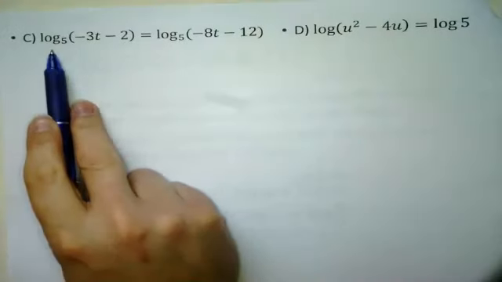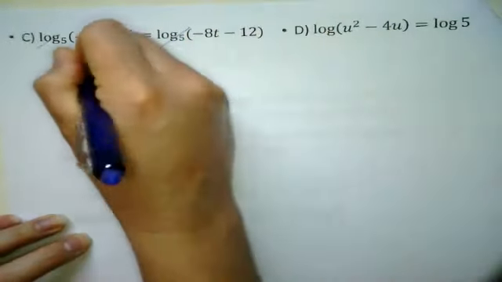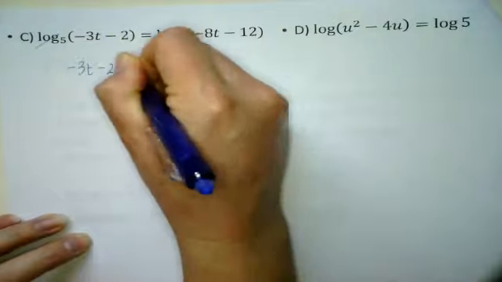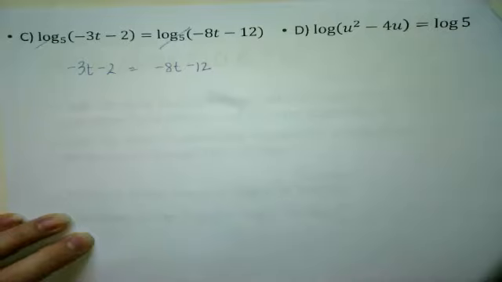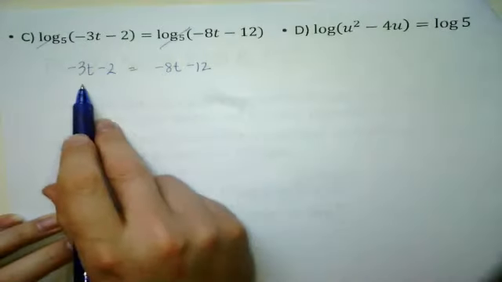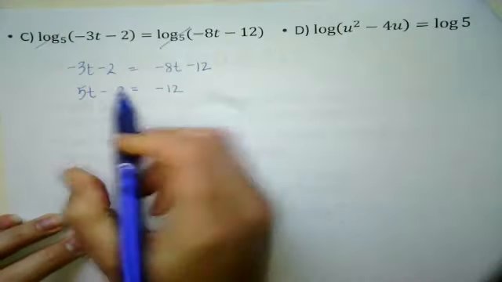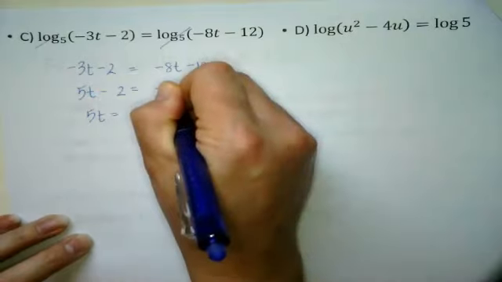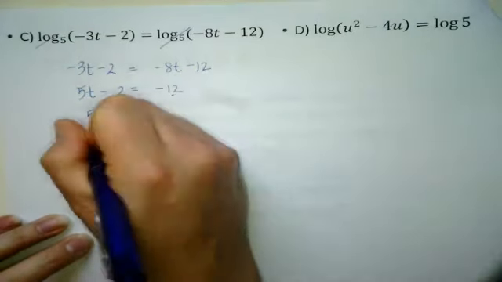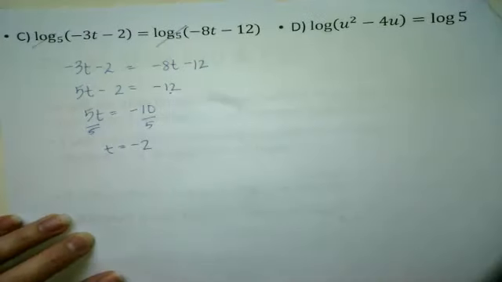Again, this is the one-to-one property once again. So since the logs match, the arguments must match. Negative 3t minus 2 must equal negative 8t minus 12. I'm going to go ahead and add the 8t over here. That's going to give me 5 t's. I'm going to go ahead and add 2. Adding 2 over here gives me negative 10. And then divide by 5, I'm going to get t equals negative 2.